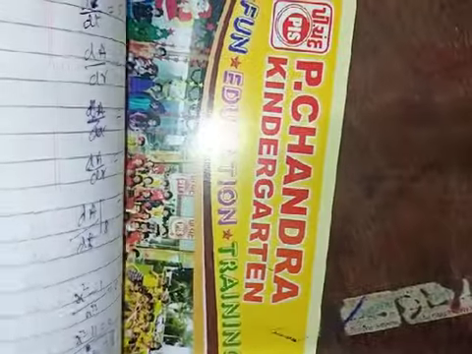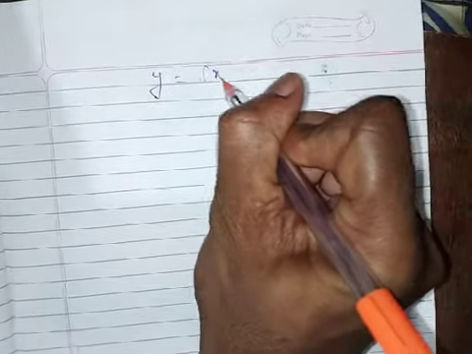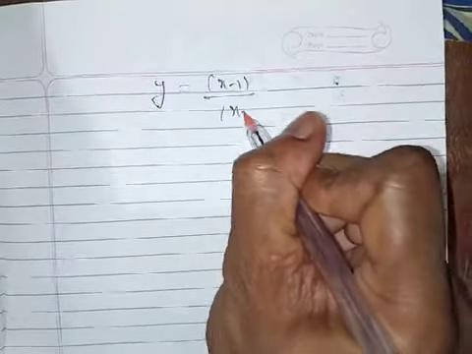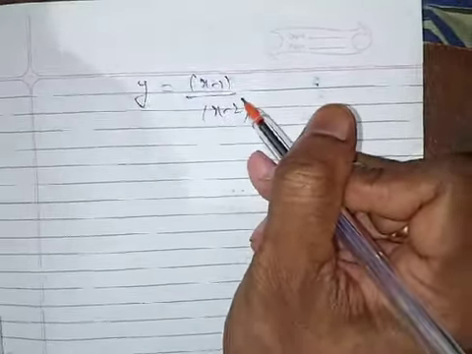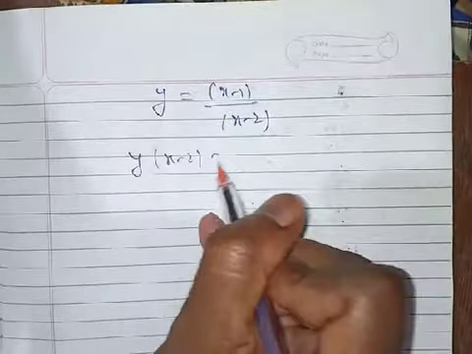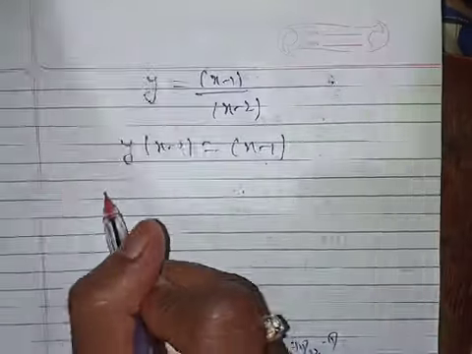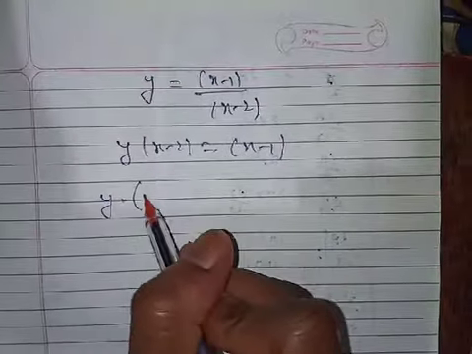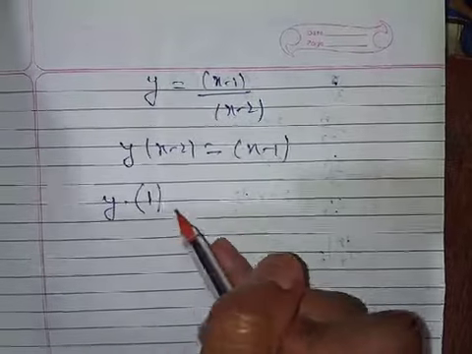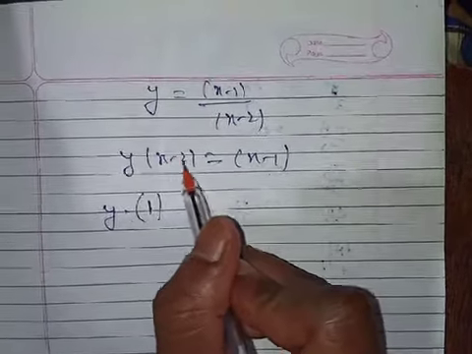If I change the page, I will do that. Here, y is equal to x minus 1 upon x minus 2. If you write it in multiplication, y times x minus 2 is equal to x minus 1. Now y is a constant. Derivative of this is what? 1. Derivative of x is 1, minus 2 is 0.